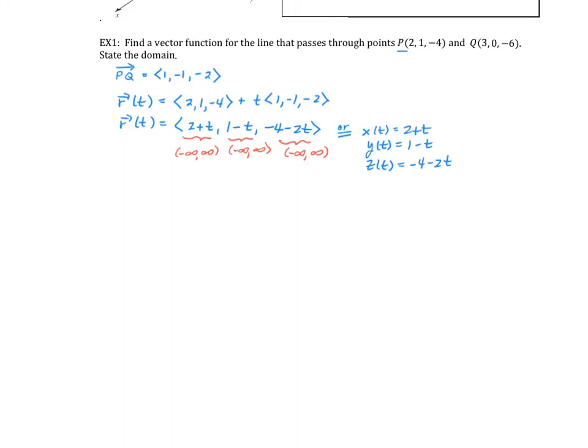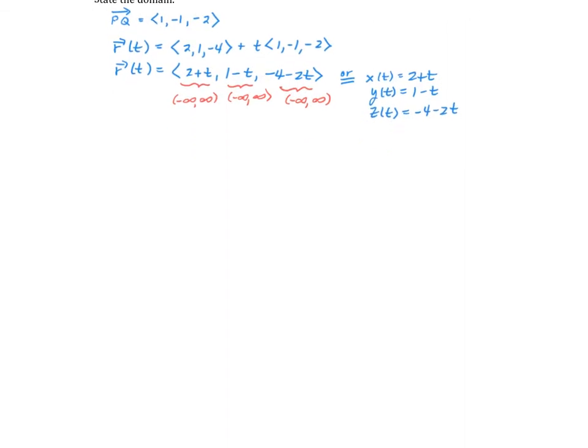So the domain of R is the intersection of all three. And I'll just write DOM for domain and parentheses R. This is my own notation. So the domain of R is going to be negative infinity to positive infinity. So again, the idea is you look at each one of those pieces, figure out the domain for each piece, and then look at their intersection.